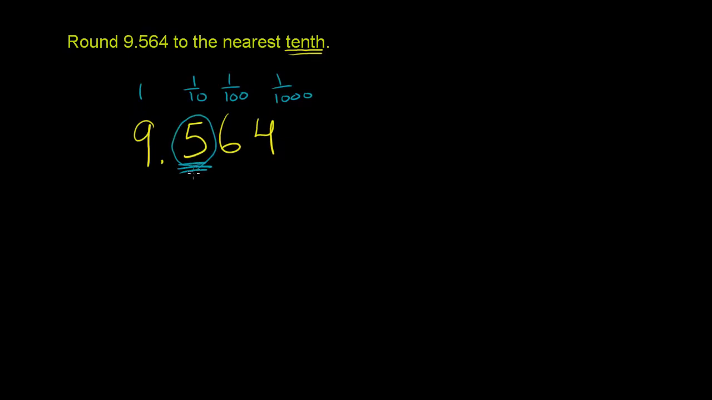And just like regular rounding, when we're not dealing with decimals, you look at one place to the right, or one place lower, I guess. And you say, is that 5 or larger? If it is, you round up. If it isn't, you round down. 6 is definitely 5 or larger, so we want to round up.